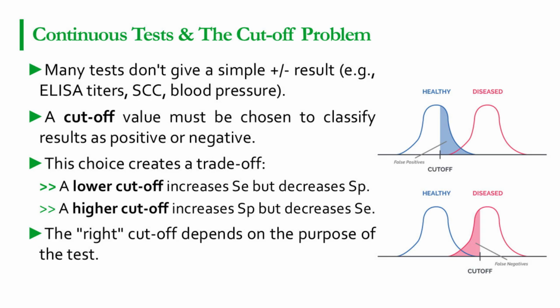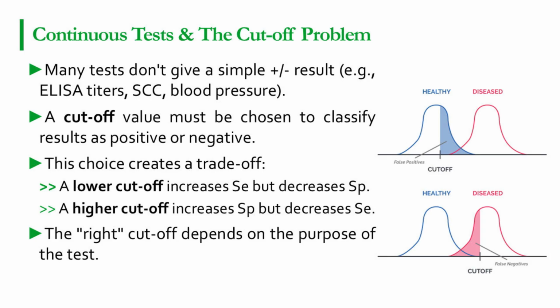A lower cutoff makes it easier to classify a sample as positive. Sensitivity increases because fewer diseased animals are missed, but specificity decreases because more healthy animals cross the threshold. A higher cutoff does the opposite. Specificity increases, sensitivity decreases. There is no universally correct cutoff. The correct cutoff depends on purpose.